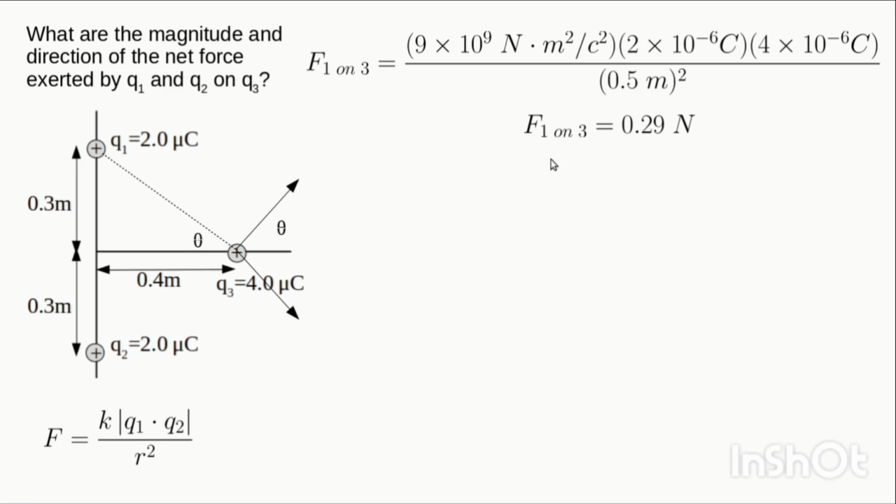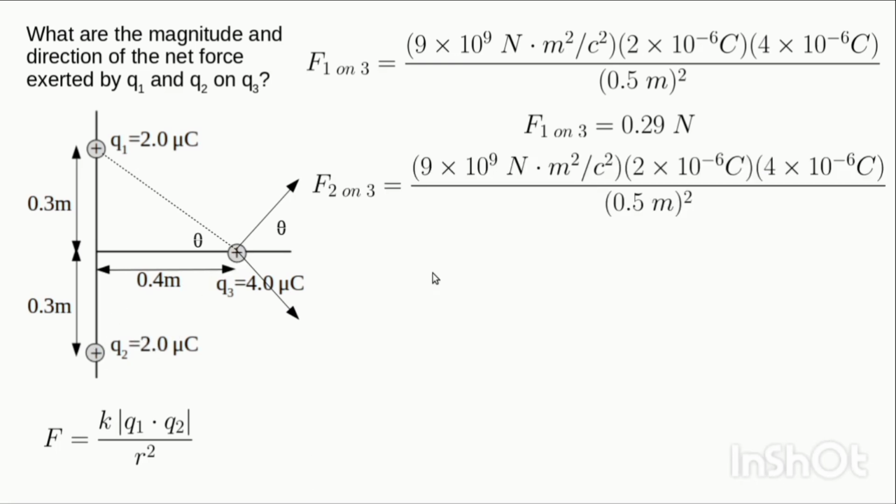Now if you notice, Q2 on 3 will also have the same force because the charges are the same and the distances are the same. So we have F2 on 3 equal to this expression, and finally we still have 0.29 Newton. Right? So to calculate the resultant force between this and this, it's important for us to know this angle theta.